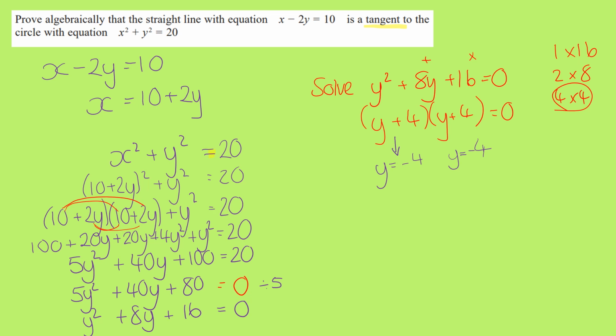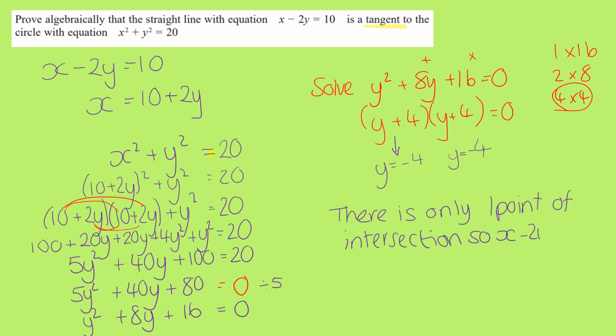And my final conclusion, my actual proof of this is what we were saying before, as a tangent is only going to have one point of intersection with a circle. These are the same coordinate, there is only one point of intersection. So that will be my conclusion. Only one point of intersection. So x minus 2y equals 10 is a tangent, and I have just justified my answer.